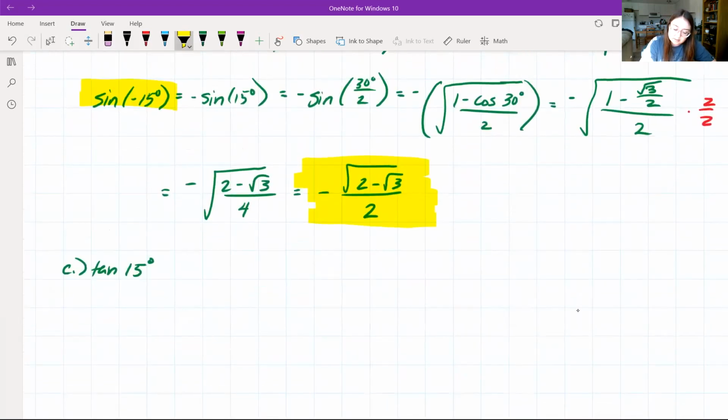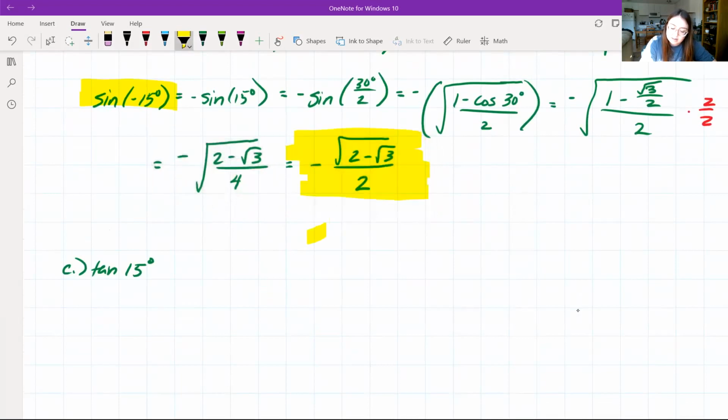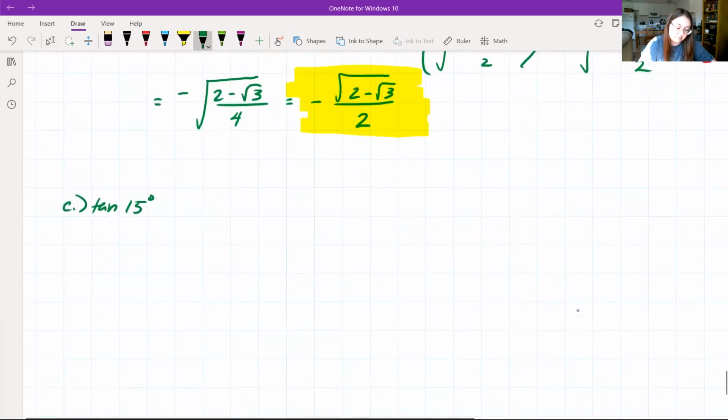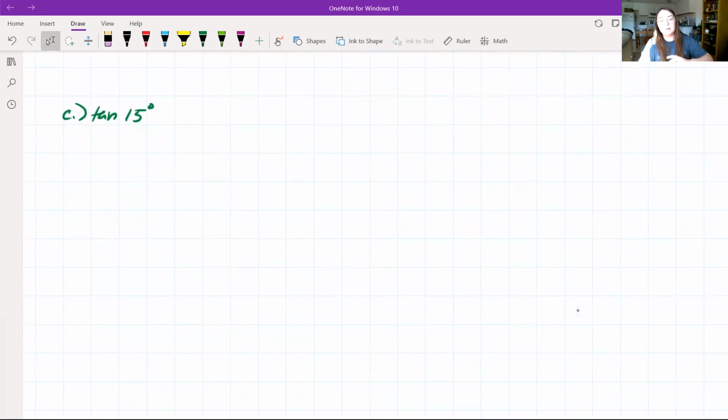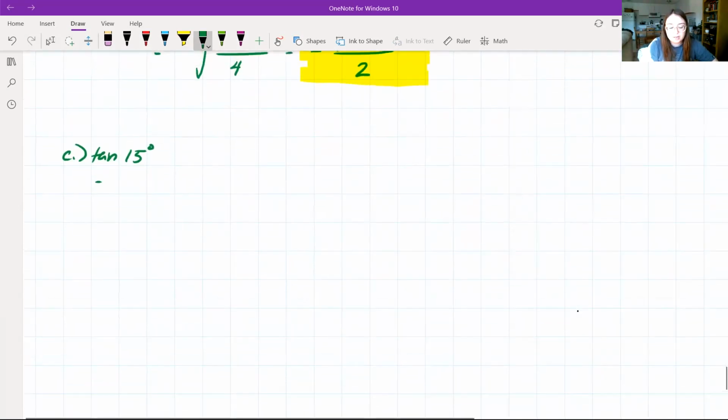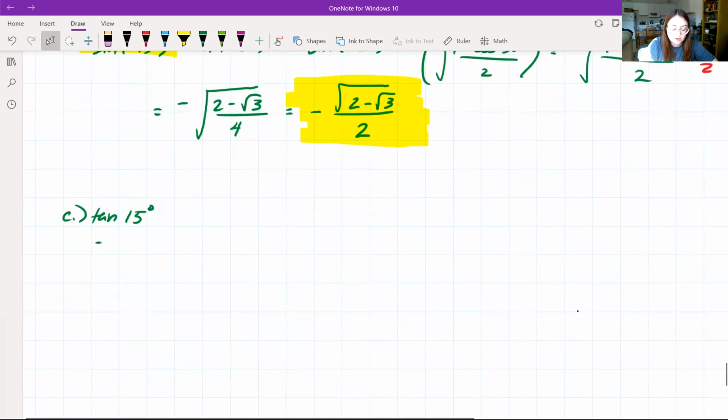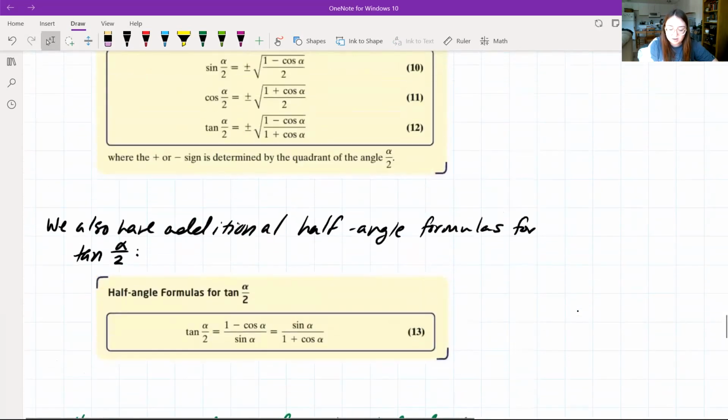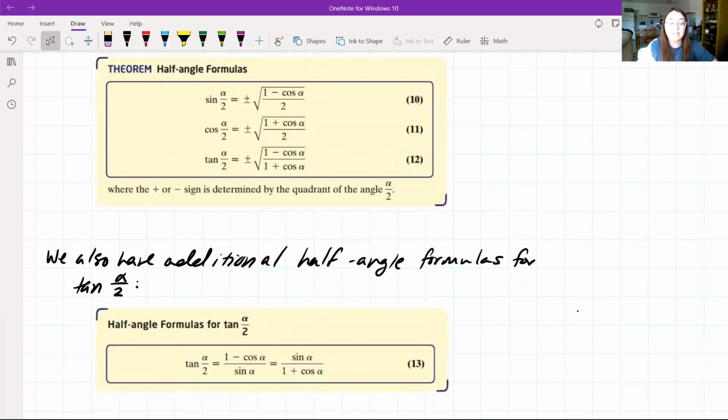So, all right, let's just move this guy up just a little bit there and get started on part C. So for part C, we have tangent of 15 degrees. We don't need to use an even or odd property in this case. We already know what cosine of theta is going to be. So we have everything we need to use our equation 12. So not using equation 13, just using equation 12, we have everything we need.